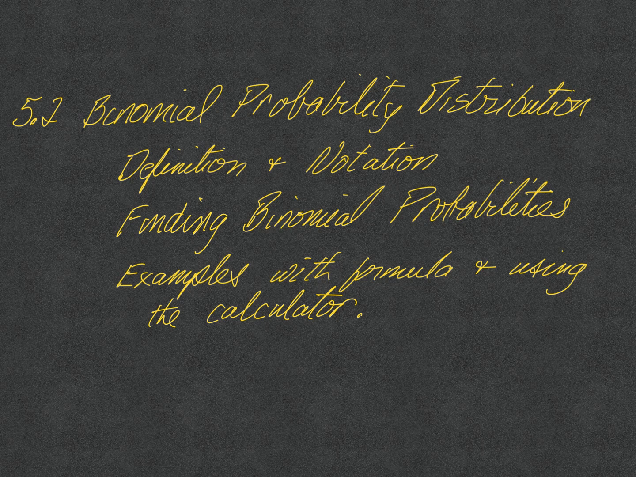Hey, good day, everybody. We are here now working on section 5.2, the binomial probability distribution. As we work through this today, we're going to focus on the definition and notation, and then how we can find binomial probabilities. And then once we get those things down, we're going to look at examples from statistics, using the formula and using a calculator to be able to solve some problems. So let's get ready and get started.